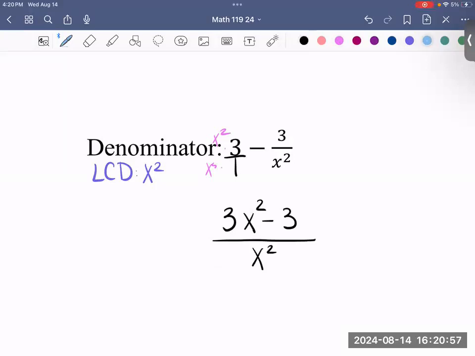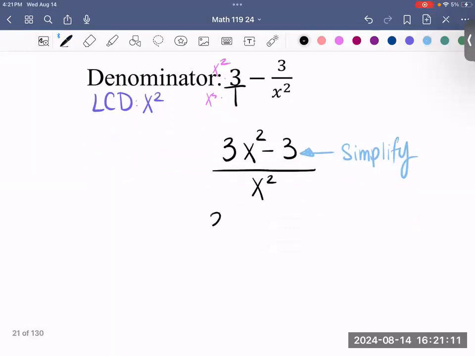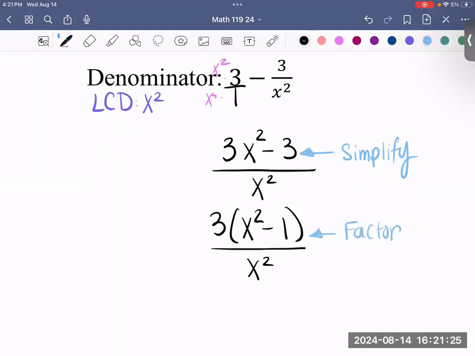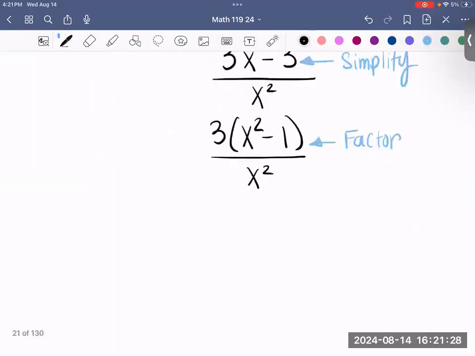Now let's take a look. Can we keep going in your denominator? Yeah, what do you notice that the numerator has in common? So simplify. Take out a 3, x squared minus 1 over an x squared. Can you keep going up here? Absolutely, keep simplifying, see if you can factor. You want to do it now versus later, because sometimes later you think you're done and you're not actually done, you're not quite there.